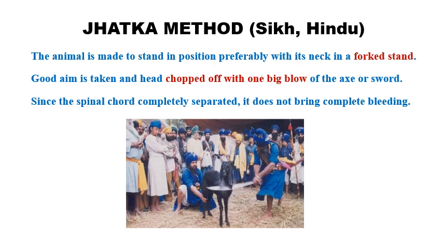This is another method of ritual slaughter, that is the Jhatka method, which is followed in the Sikh religion and also in Hinduism. Here the animal is made to stand in position, preferably with its neck in a forked stand or sometimes tied with some kind of support. A good aim is taken and the head is chopped off with one big blow of an axe or sword. Since the spinal cord is completely separated, it does not bring complete bleeding. So in a single stroke, the complete head is separated by cutting through the neck.